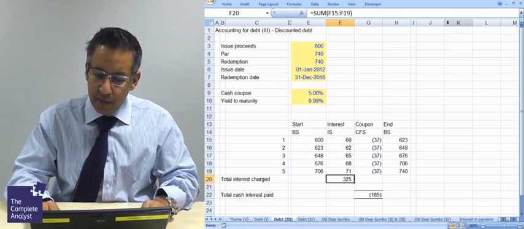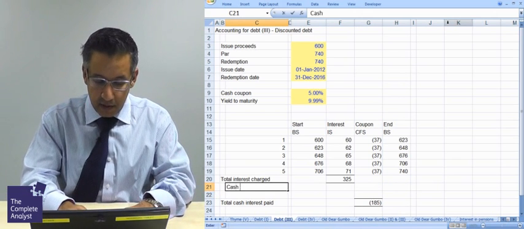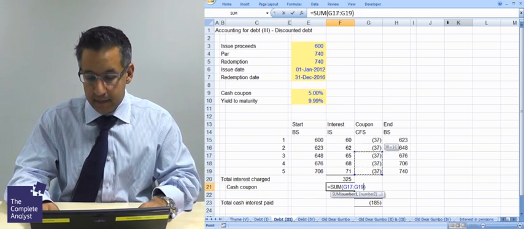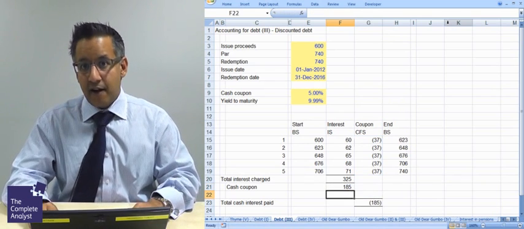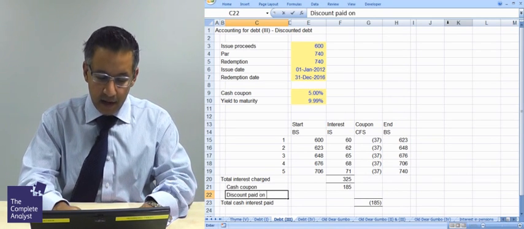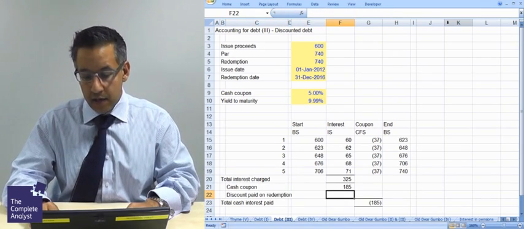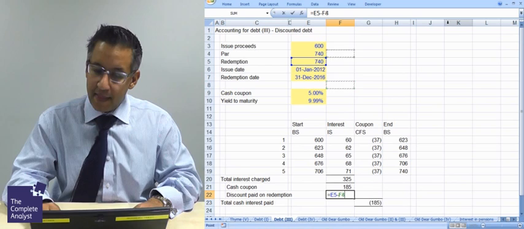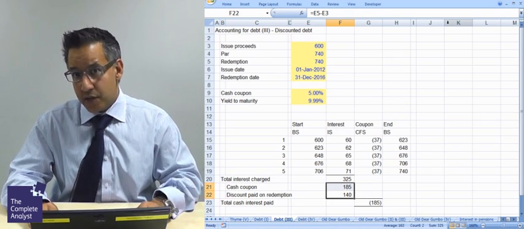And we can split that 325 up and actually find out what it relates to. 325 relates to a cash coupon series of payments over the period. That cash coupon payment, we've got 37 paid over the 5 years. That's 185 million. And also, we have the discount that is paid on redemption. Now, we are paying back 740. We only borrowed 600. So the difference, the amount we pay on redemption minus the amount that we actually borrowed, those two added together is where we get our 325 from.